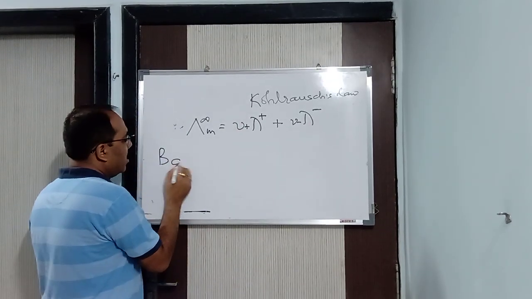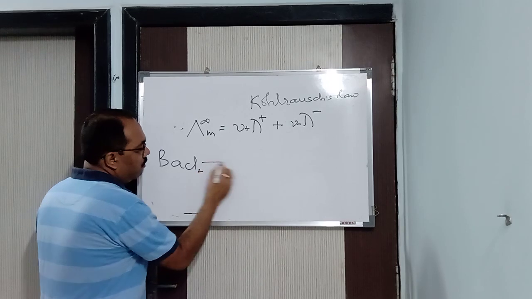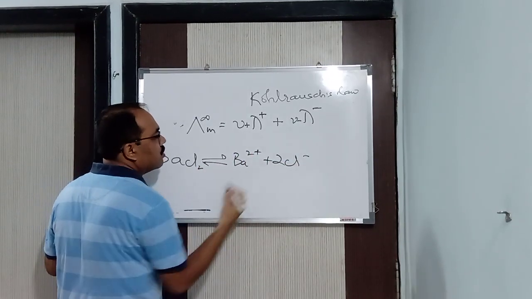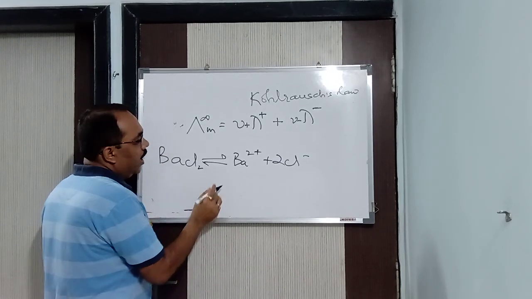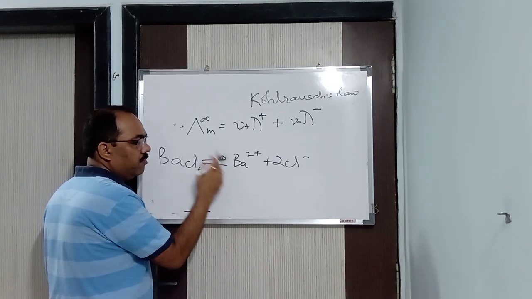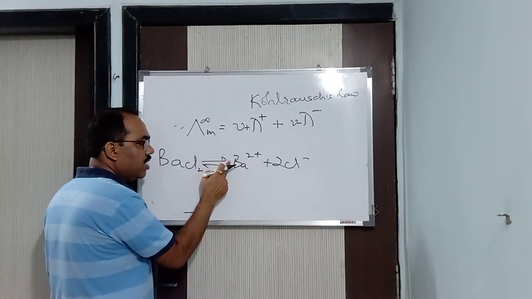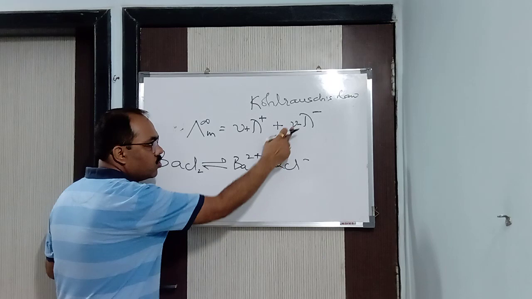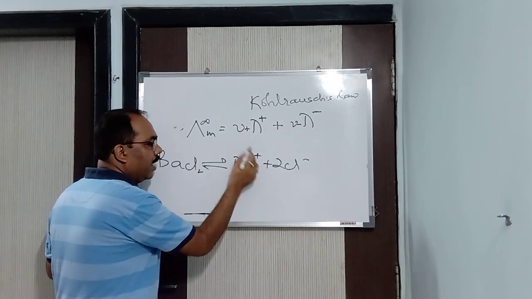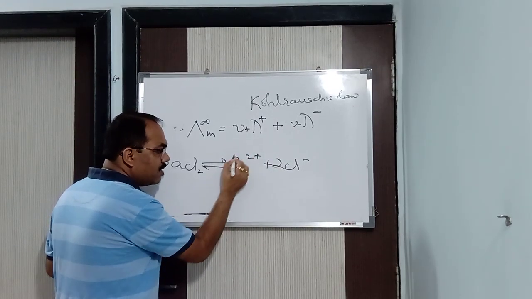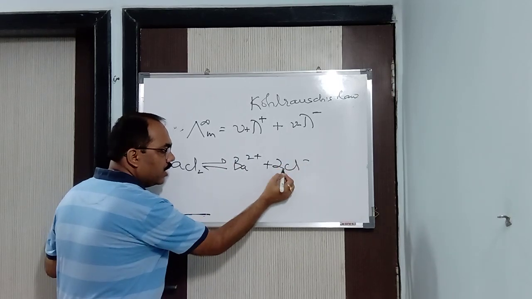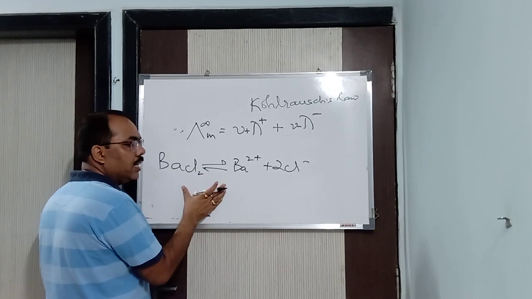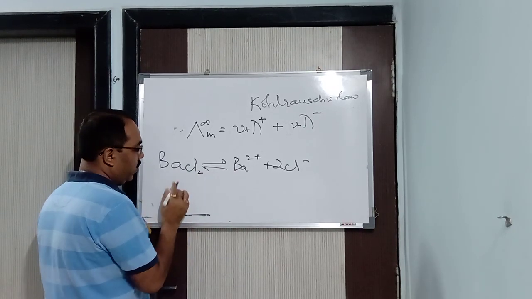Suppose I have taken a weak electrolyte BaCl2. BaCl2 will dissociate to give you Ba2+ and 2Cl-. Now, how many cations do I have for barium? Only one. So nu plus here is 1. How many chloride ions do you have? 2. So nu minus here is 2. The ionic conductance of barium will be given to you and the ionic conductance of chloride will be given to you.